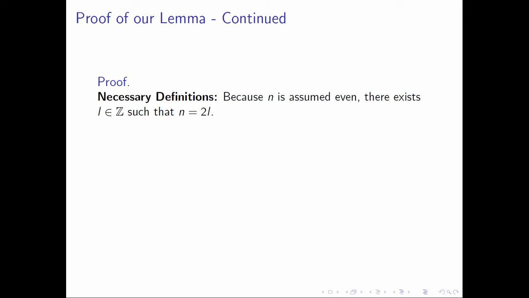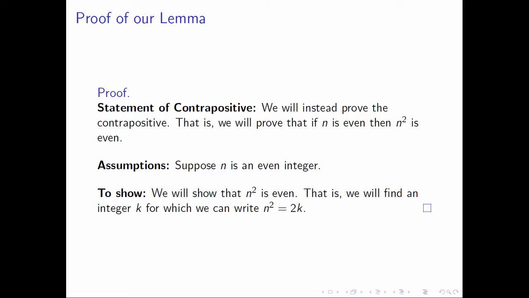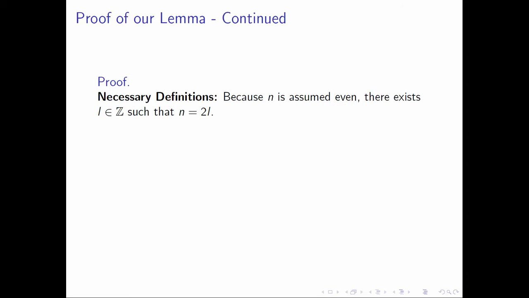Now, just like last time, I'm going to have this necessary definition step. Recall or see here that I'm reserving the letter k to be this integer that I want to write n squared as 2k as. I'm going to assume that n is even, which means I can write it as 2 times something. A lot of times I would pick k to be that something, but because k is already taken, I'm going to use my assumption that n is even, and instead I'll write it as 2 times l, where l happens to be an integer. That really seems to be the only relevant definition here.